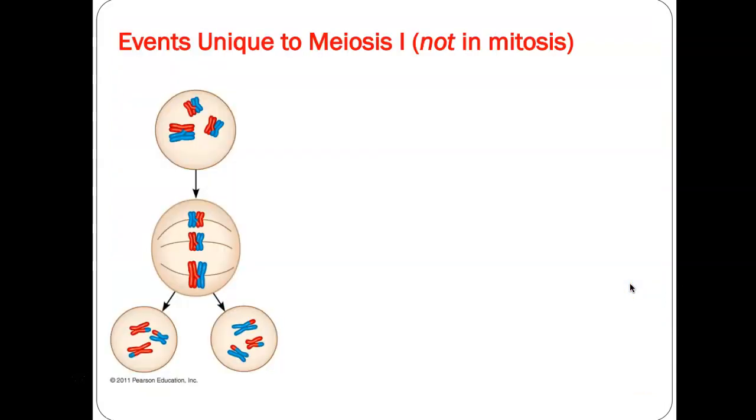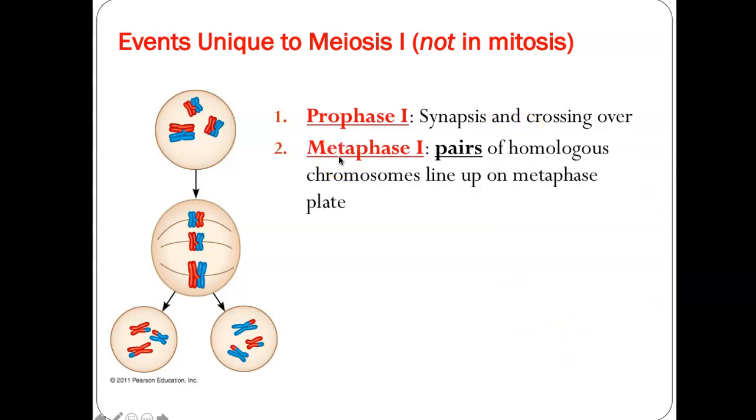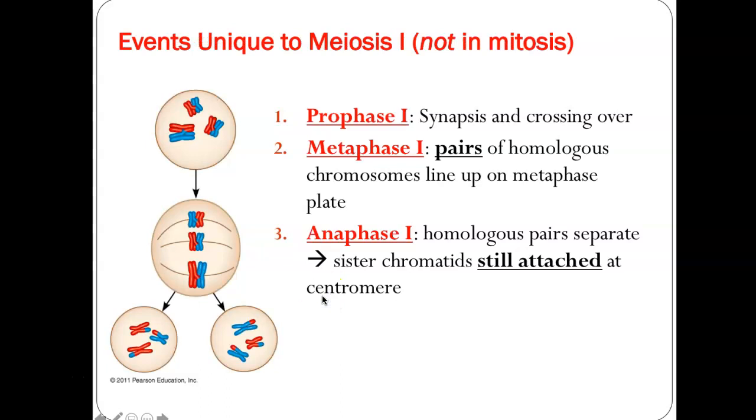So events that are unique to meiosis 1 that don't occur during mitosis. So what are the differences? The differences are synapsis and crossing over. So crossing over doesn't happen during mitosis. In meiosis, you have homologous pairs lining up, where in mitosis, they individually were on their own spindle. And then during anaphase 1, you still have sister chromatids attached to each other, and that doesn't happen during mitosis. All right?